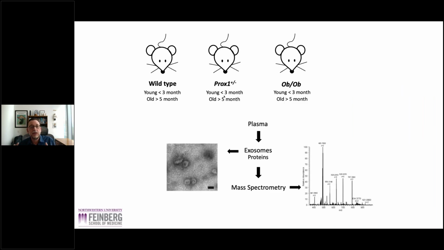And we decided to use exosomes. The idea was that maybe these biomarkers were very diluted otherwise, and in exosomes they may be concentrated. We used blood exosomes, and we started using mice.